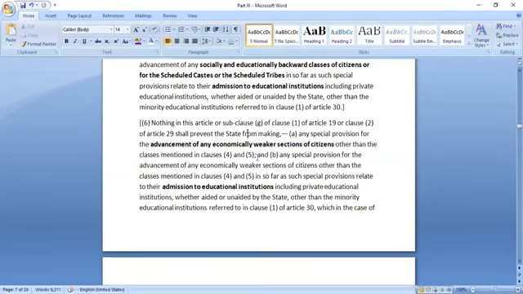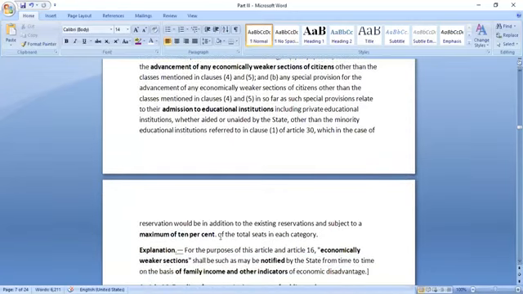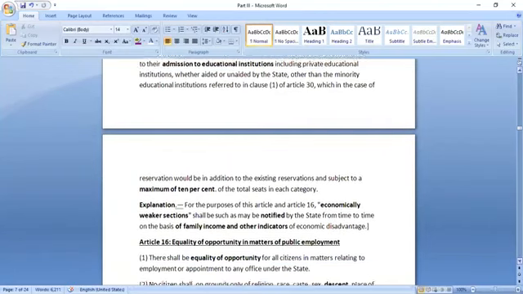So this particular reservation provision is also made under this only. I think it is 10% reservation that would be made for people from the general category who come under the unreserved category. So this is the latest amendment that was made regarding reservation.